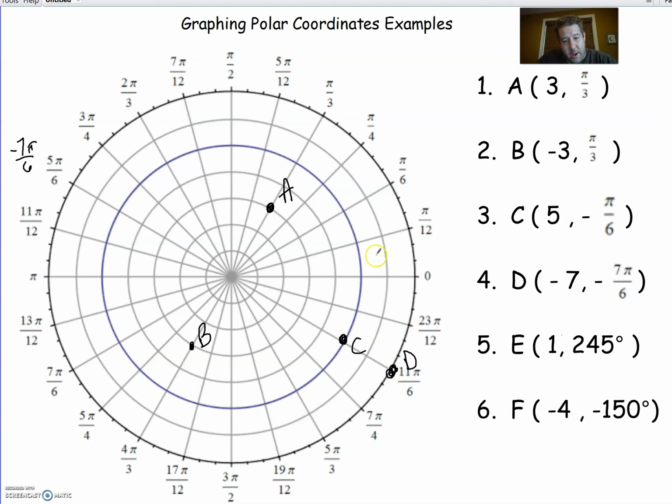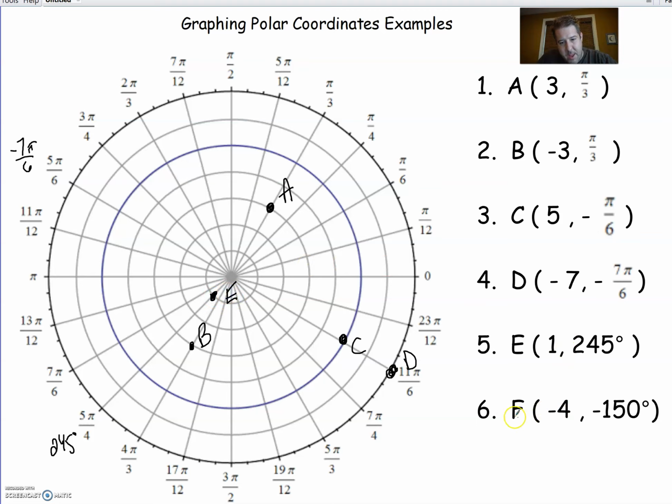E is at 1 and 245 degrees. Now, 245 degrees is 45 degrees more than 180. So that would be right here, towards 5 pi over 4. So remember, this is 245 degrees, because this is 1/4 pi more than pi, which is 4/4 pi. Then 1 would just be right there.